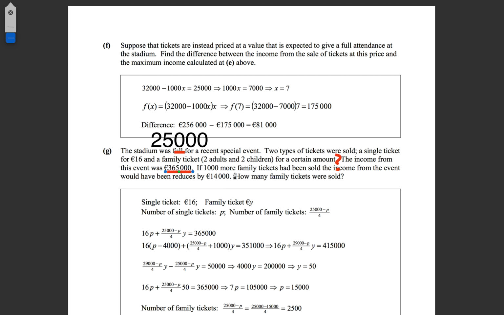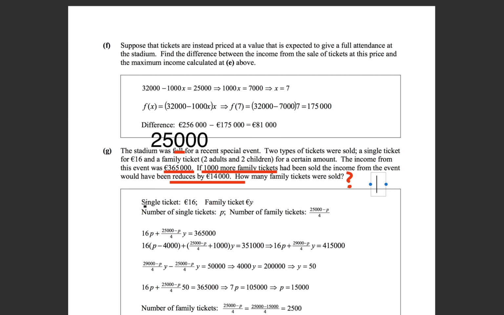Now, here's the extra information they give us that lets us solve it. If 1,000 more family tickets had been sold, the income would have been reduced by €14,000. Now what we really want to know is how many family tickets were sold.